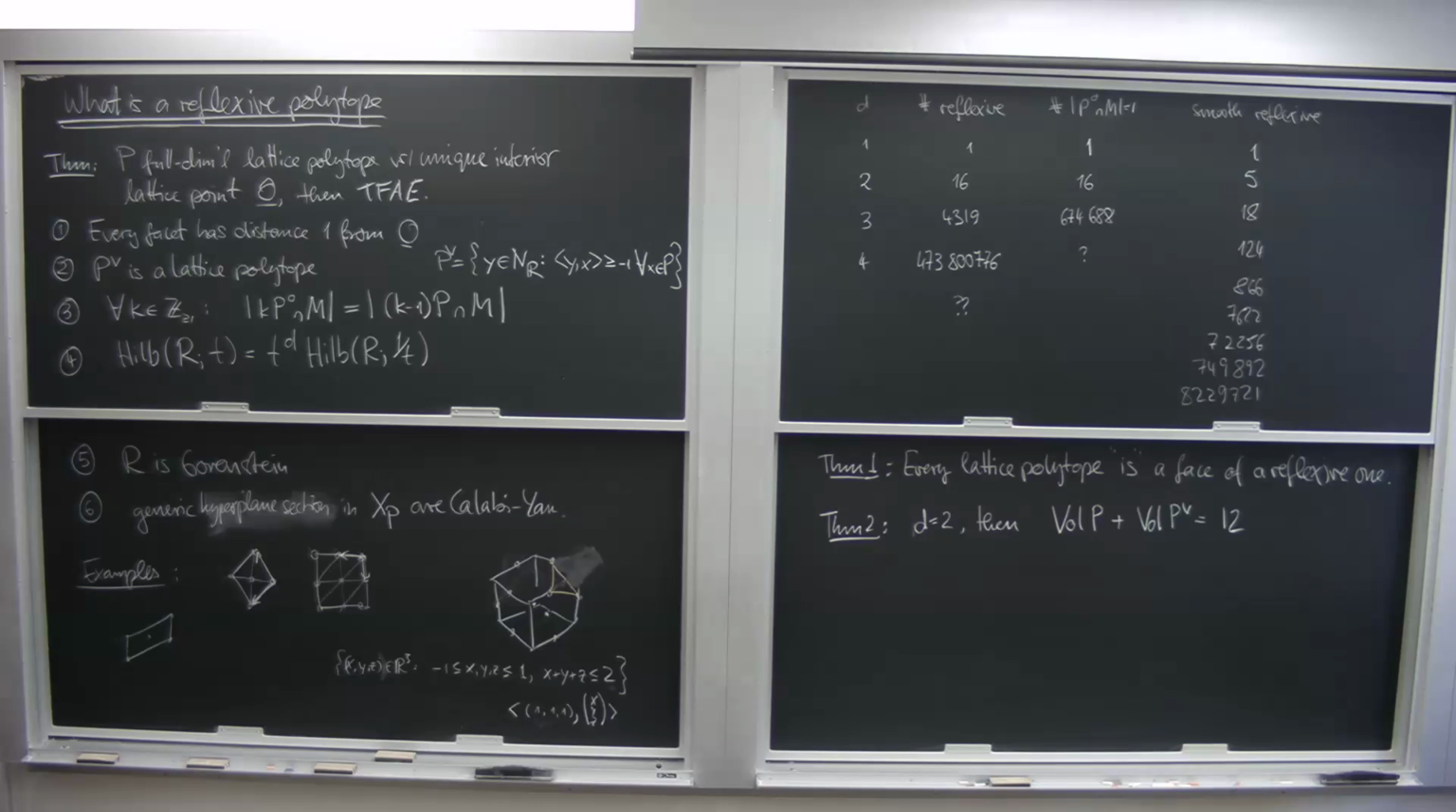Once you have this theorem, there's no restriction. There cannot be a restriction because there are infinitely many lattice polytopes already in dimension 1. And if you restricted the dimension, you would only get a finite number of things. But what you can do is define the reflexive dimension of a lattice polytope to be the smallest dimension of a reflexive polytope in which this occurs.